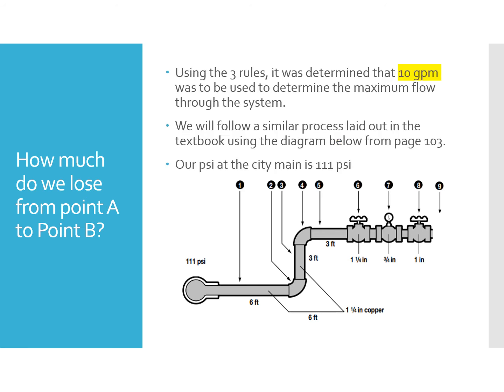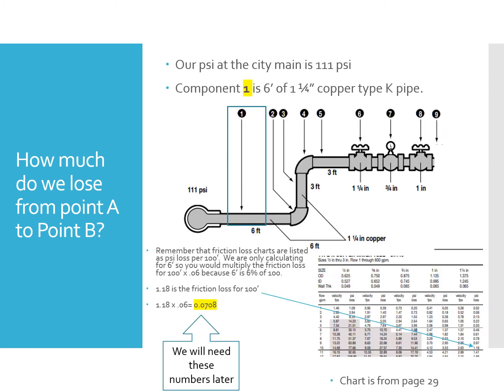So at our city main, right here, we have 111 PSI. Now we're going to walk through each component to see how much we lose. And then we'll backtrack, add them all together, and figure out what we have at the end. So here's component 1, and component 1 is 6 feet of 1 1/4 copper type K pipe. This chart is from page 29 in the book, so if you need a larger, more blown-up copy, you might want to flip open to that page really quick.